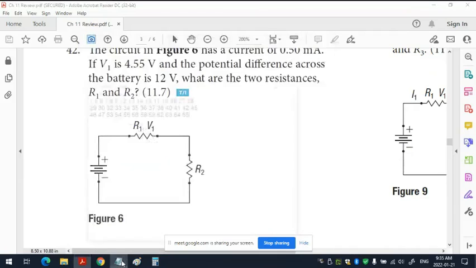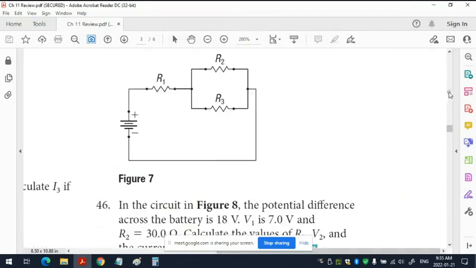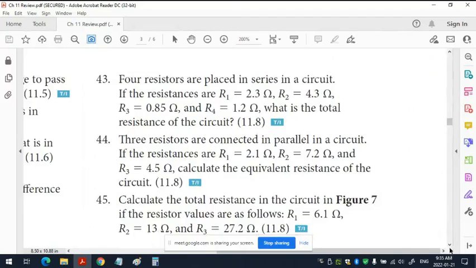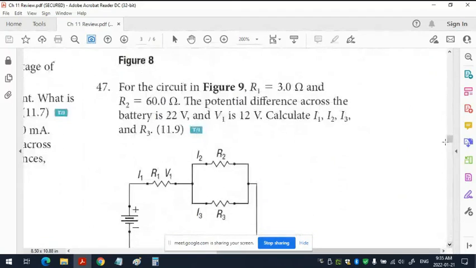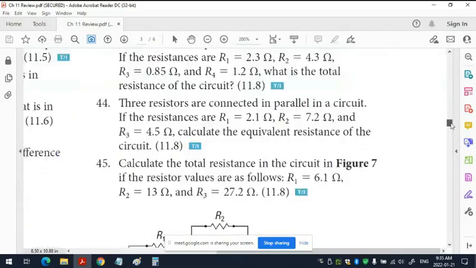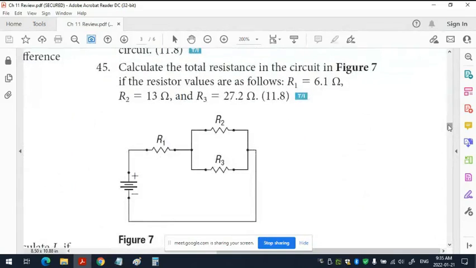This was 42. What's the next one? 45. Everyone, 45. Okay. Is that the one you just sketched? That is the one you just sketched. Okay. Calculate the total resistance in the circuit. R1 is 6.1. R2 is 13. R3 is 27.2. Go.